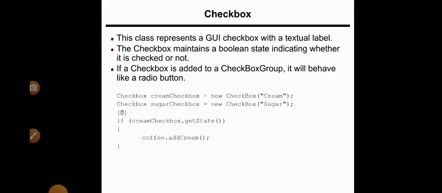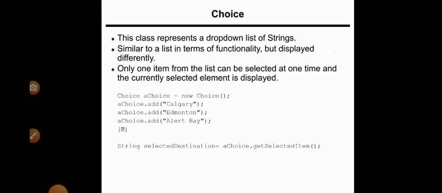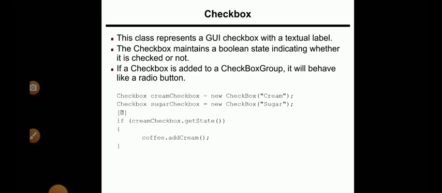And checkbox. The checkbox is used to create a GUI checkbox with textual labels. Normally, the difference between a checkbox and an option button is that in a checkbox we can choose more than one option, but in an option button we can choose only one option. So if you are creating an application and you want to give a field for your area of interest, a particular person can have more than one area of interest. For that you can create this checkbox field.